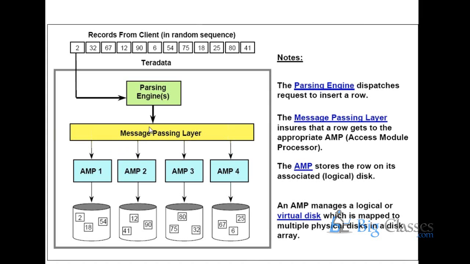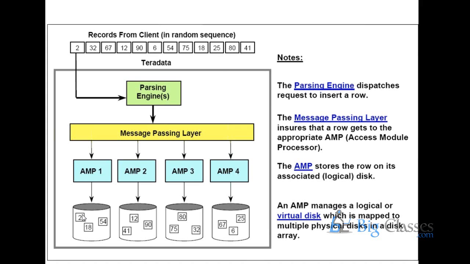So the message passing layer also handles the data sets. Whatever data sets it gets from each and every AMP, it accumulates into one single set, and that single set will be sent to the client. And the other way, when you're inserting data, is that managed by the message passing layer? Will it decide which data would go into which AMP? No, the parsing engine will say, okay, record 2 should go to AMP1. So the request will be sent to the message passing layer, the message passing layer will pass it to the AMP, and the AMP will try to insert into that particular disk.